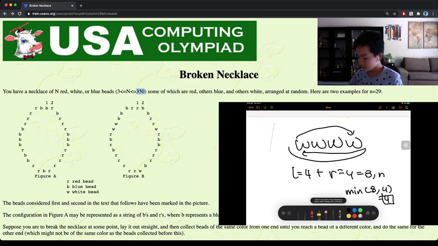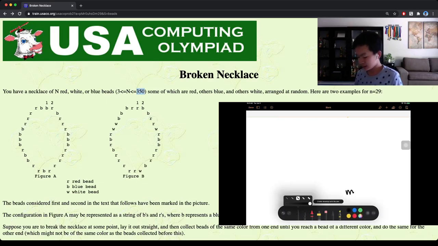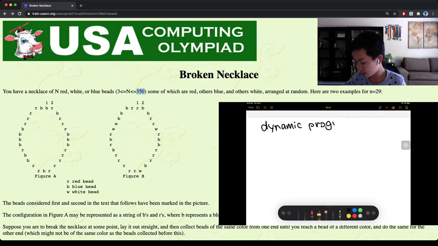Now for the implementation, we have a few choices. As I said before, you can just brute force it and do what the problem says. But there's also another solution that's faster, which is not needed, but I'll teach it anyway. This topic is called dynamic programming.